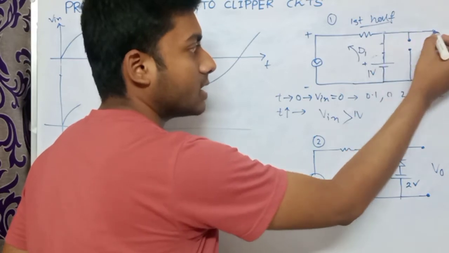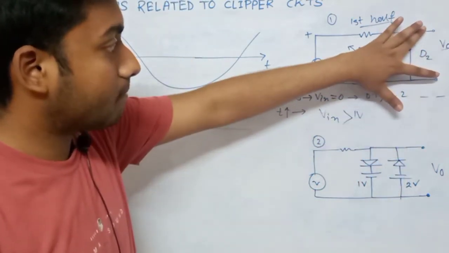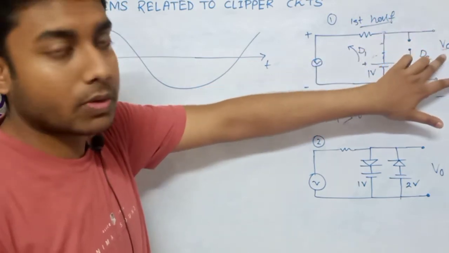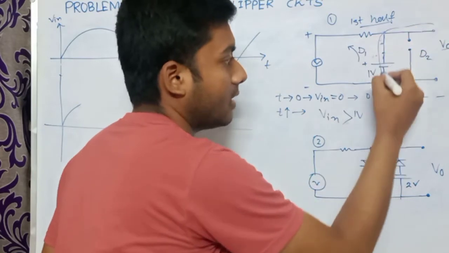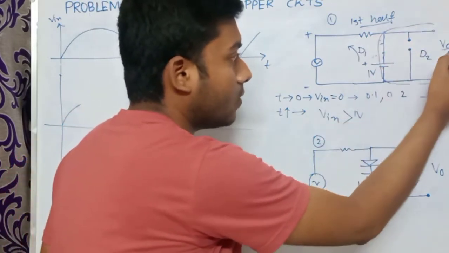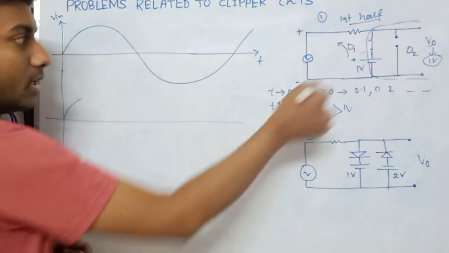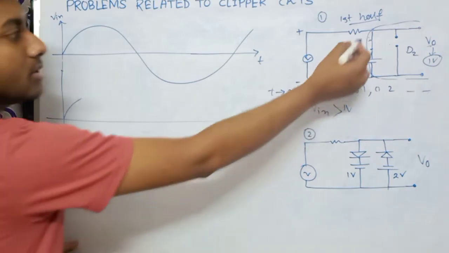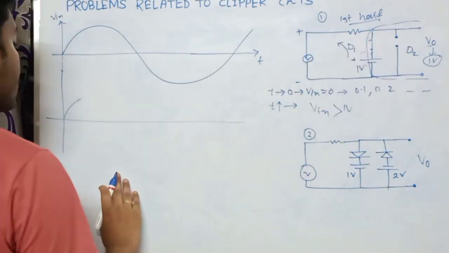We just want to find out the V output. That means you have to check this terminal. Look, V output will be just equal to 1 volt, that is the voltage across these terminals. So that is 1 volt. So this will be just 1 volt.